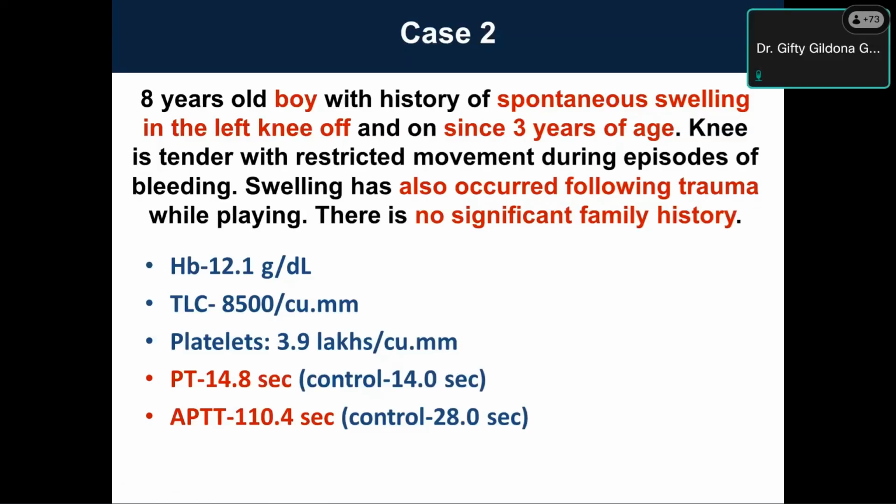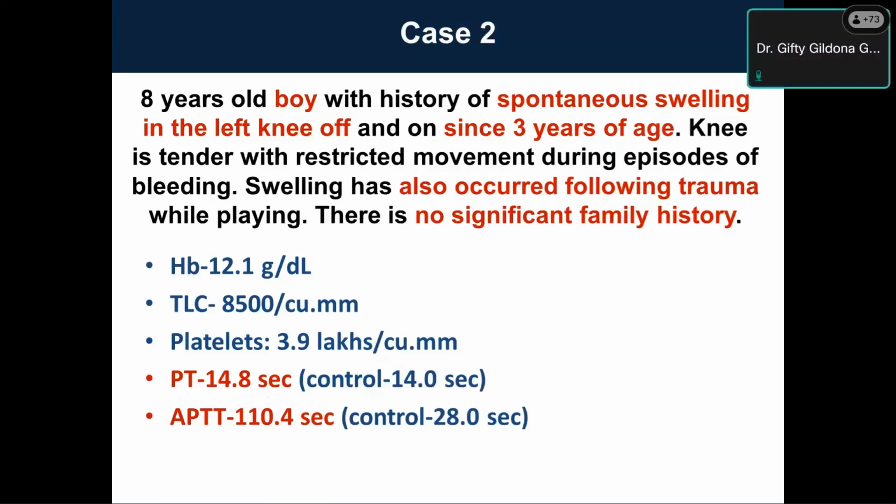Yes, right. So from this history alone, if I was not given any investigation, I am already thinking of hemophilia. And in your answer, I believe you said hemophilia A. How did you reach hemophilia A? Why not B? Because of the male child, sir. X-linked. Hemophilia B is also X-linked, same inheritance. Sir, it's more common to have hemophilia A, sir.